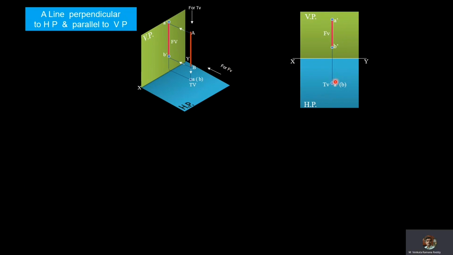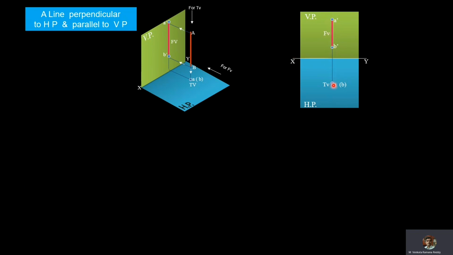This is the orthographic projections. As I said earlier, after rotating the horizontal plane 90 degrees clockwise, this top view comes below the XY line, and this is the true length. That is, when the line is parallel to a plane, we'll get true length on that particular plane. Here the line is parallel to VP. That's why we'll get true length on the vertical plane.